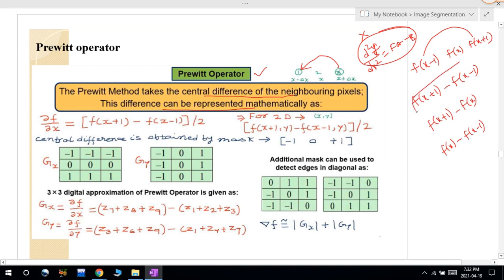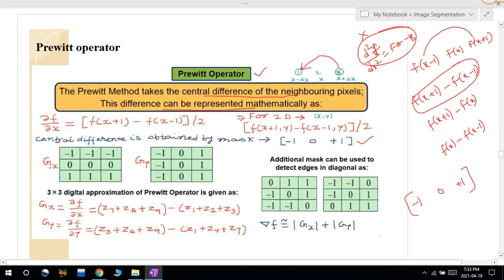But this is your central difference. So here in case of central difference, there is no f of x term, so that's why the value is 0. For f of x plus 1, I have the plus 1 coefficient, and for f of x minus 1, I have the minus 1 coefficient. Central difference is obtained by the mask -1, 0, plus 1. So I will try to use this one.